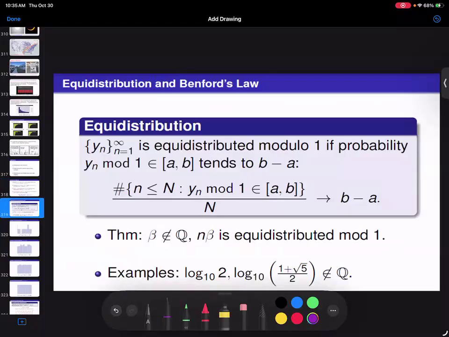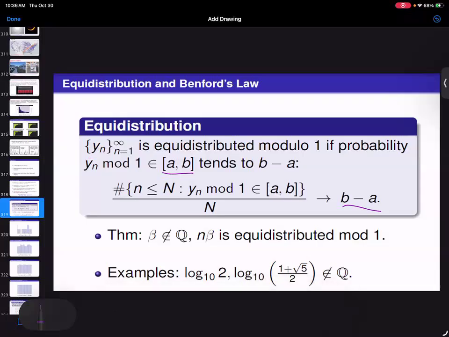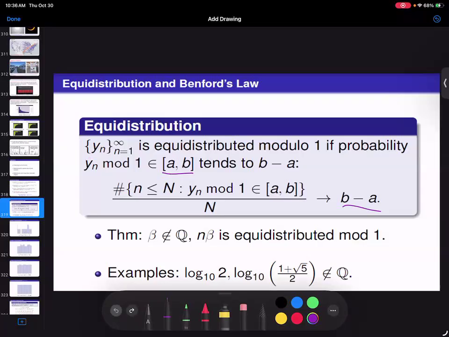We need a couple of concepts from analysis or probability. The first is the notion of equidistribution. We say a sequence y_n is equidistributed mod 1. Sometimes you'll say uniformly distributed, sometimes evenly distributed. It means the fraction of the time, mod 1, that it lands in an interval (a, b) is just b minus a. Remember, we're looking at it mod 1, so (a, b) is a subset of (0, 1).